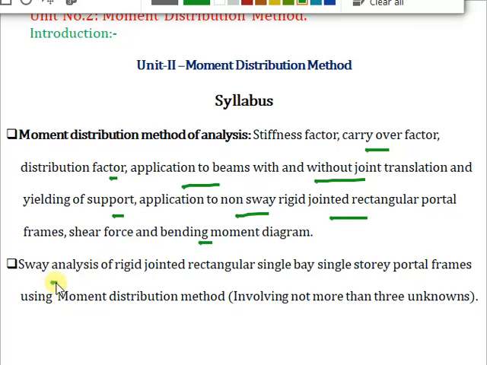Also in the moment distribution method, the sway frame analysis of a rigid jointed rectangular single bay single story portal frame, and the moment distribution method involves not more than three unknowns. So problems based on beam and frame should not have more than three unknowns. So this is the syllabus of the moment distribution method.